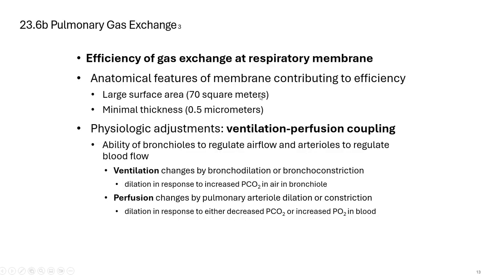The other one is this extremely large surface area. So 70 square meters of surface area for the respiratory membrane across the lungs. And so what this is doing essentially is allowing for more area, more space for gas exchange.